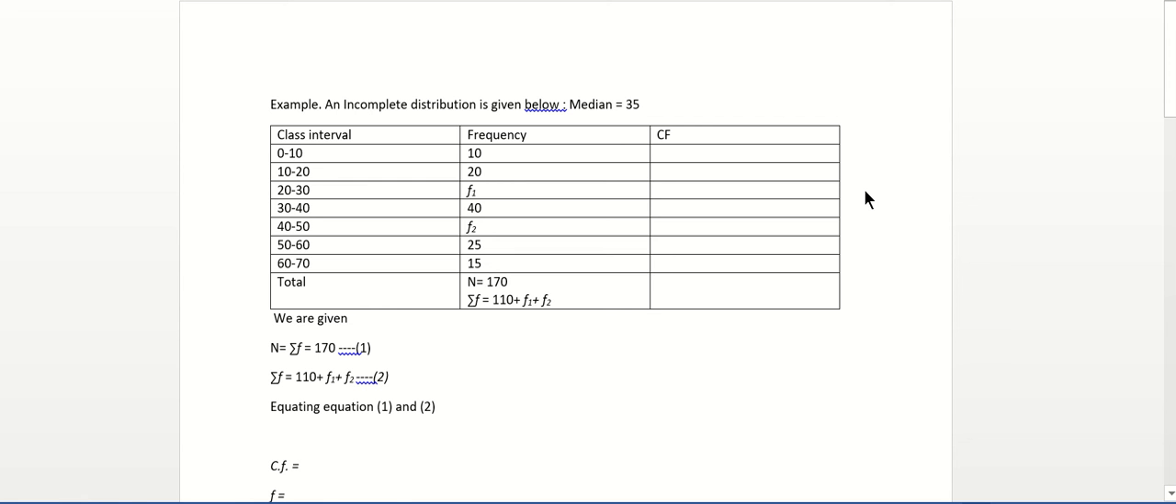So today we are starting with a few more questions of median. These are a few miscellaneous questions of median. So let us start the question. Let us see what is the question.